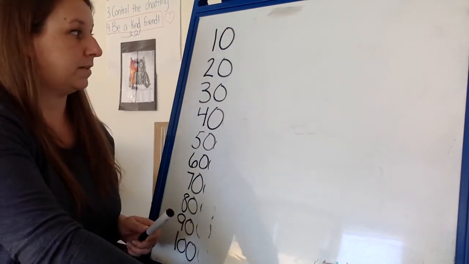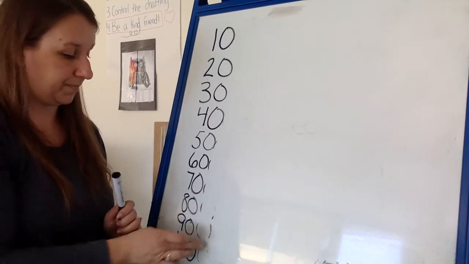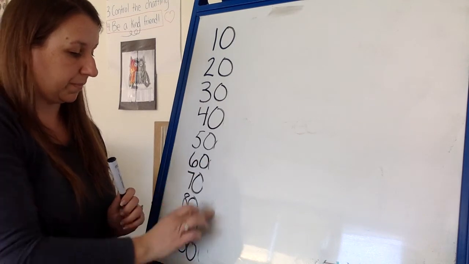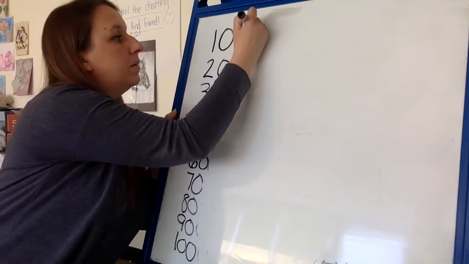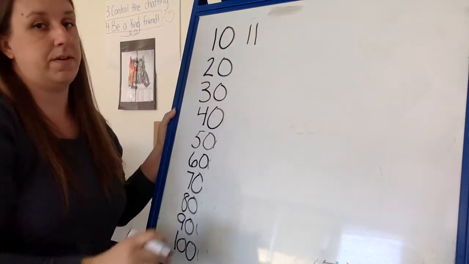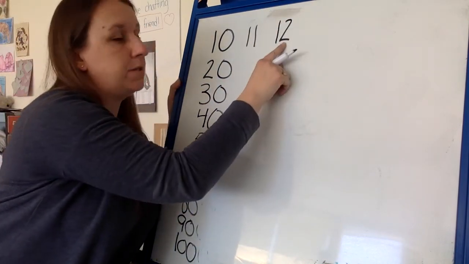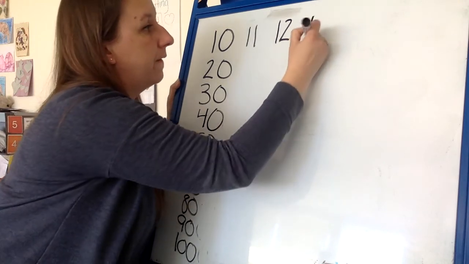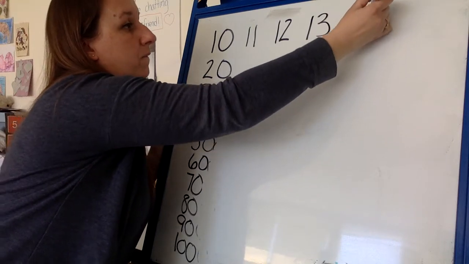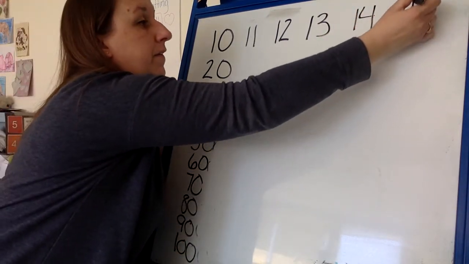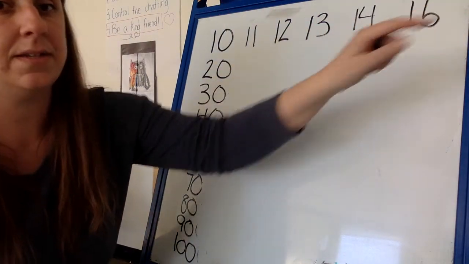Let me just mark our rates a little better. So now we're back to 10, 20, 30, 40, 50, 60, 70, 80, 90, 100, right? Okay. So what comes after 0? 1. So we have 11. What comes after 1? 2. Well, there's my 2 and my 12. 13, right? 14, 15, and if I had more room, I would go, what comes after 5? 6, 16.